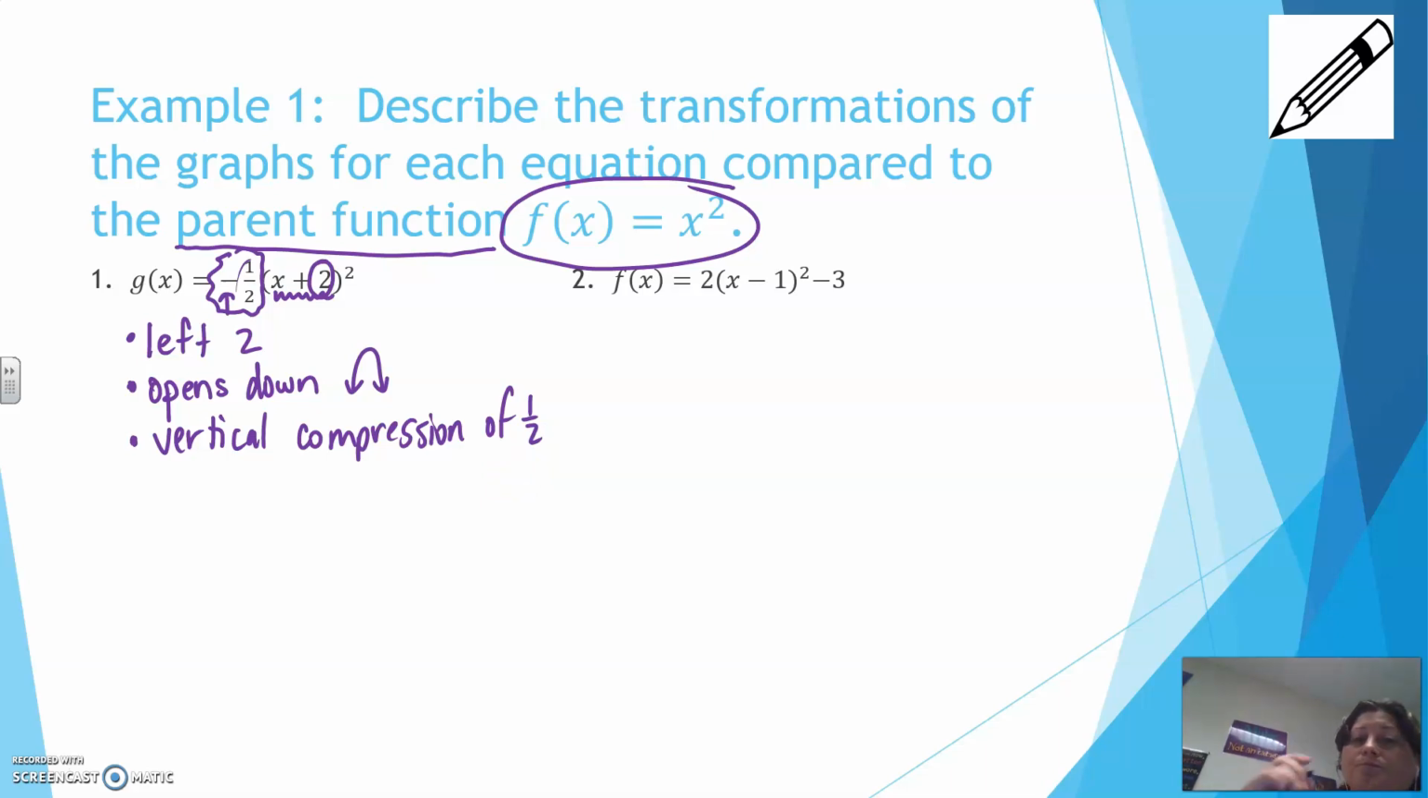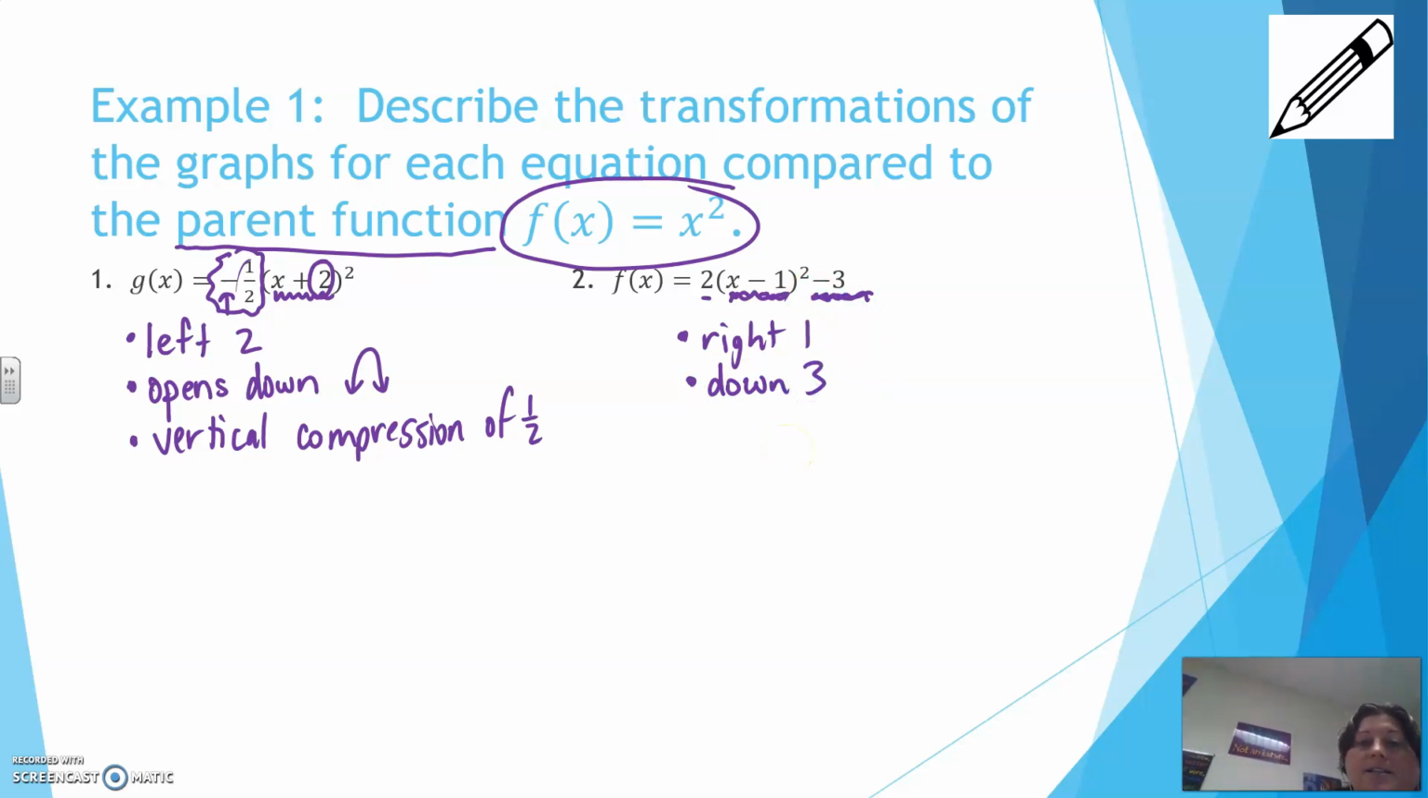Okay, so when I look at number 2, again, I see 3 things going on. This time, I see the 2 in front, the (x minus 1) in parentheses squared, and then finally the minus 3 on the end. So if I look at the pluses and minuses first, I'm going to look at the x minus 1. Again, the minus 1 is grouped with the x, so it shifts it left or right, but the opposite of what you would think. So it'd be a horizontal translation, but this time to the right one. The minus 3, because it's outside the grouping symbol, is going to translate it vertically, so up and down, and as you would think. So the minus 3 is actually going to move the graph down 3.